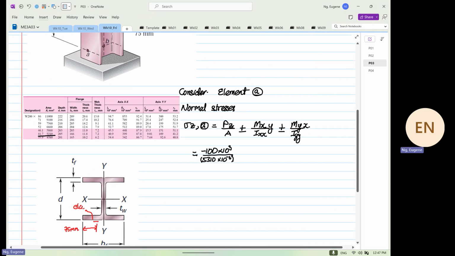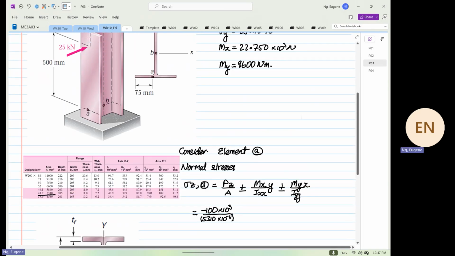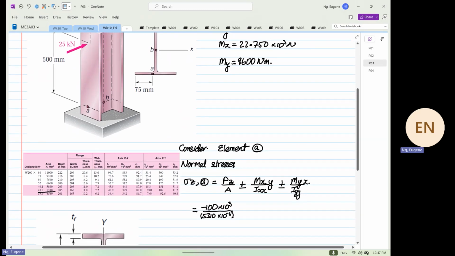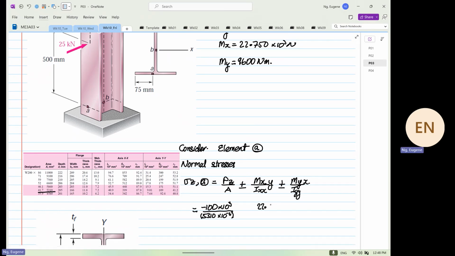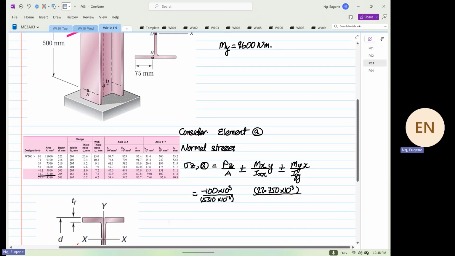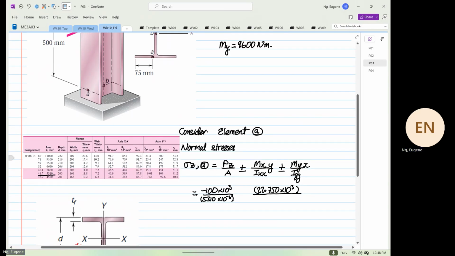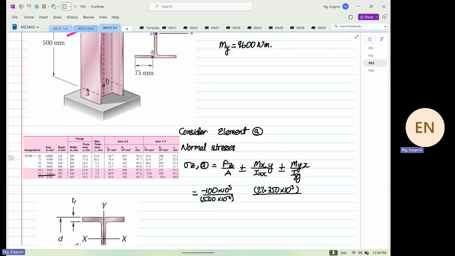The next thing is MX. Our MX value is 22,750, so 22.750 times 10 to the power 3. Then we divide by IXX. IXX is 40.9 times 10 to the power minus 6. You can see it's 40.9. Is the writing big enough?